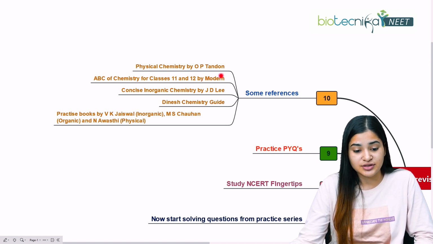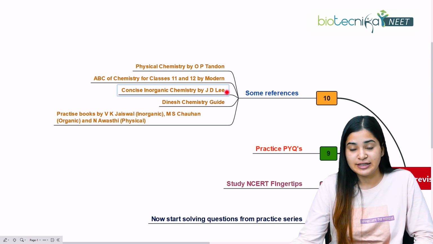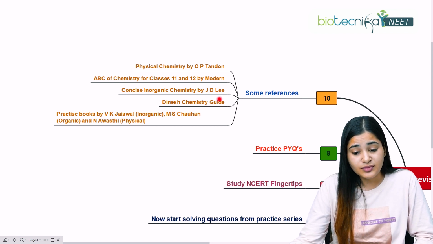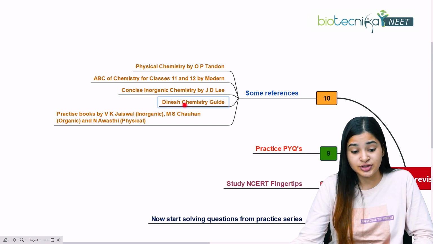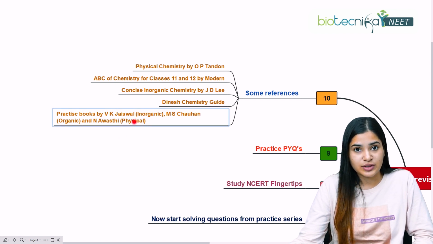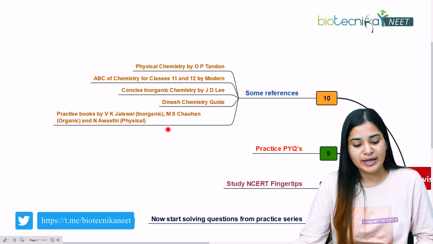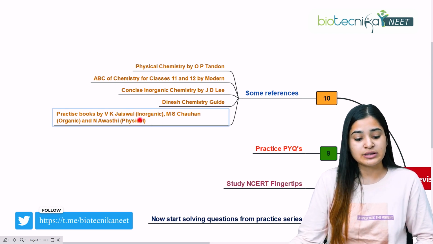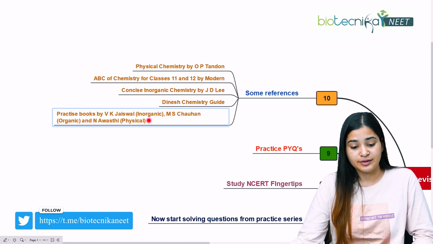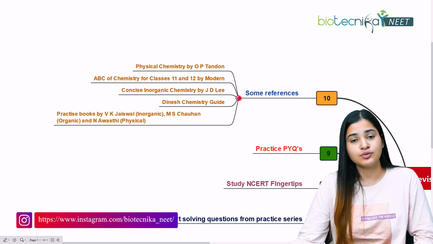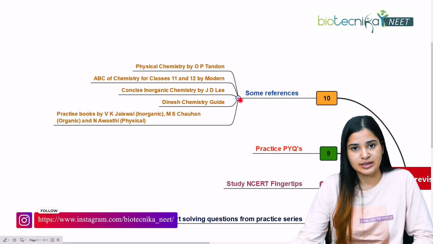It's given really well here. Concise Organic Chemistry by J.D. Lee. It's also a very famous book. Dinesh Chemistry Guide. This is a whole chemistry guide which you can literally follow for your preparation. Then for practicing you can refer to these three books. Practice books by V.K. Jaiswal for inorganic, M.S. Chauhan for organic, and N. Awasthi for physical. So this is for practicing, and you can buy these three books based on whether you want to prepare inorganic, organic or physical, and then please practice from these books, and I'm sure that you will be able to solve most of the questions asked in the NEET examination.